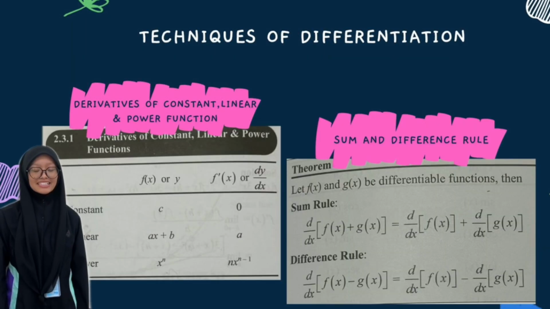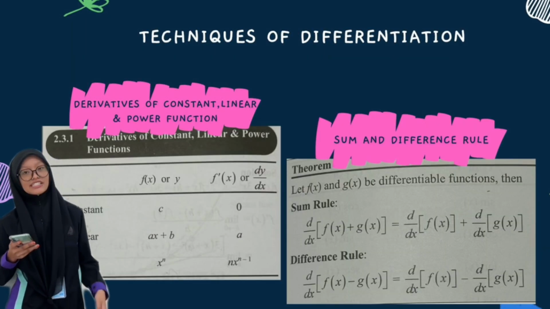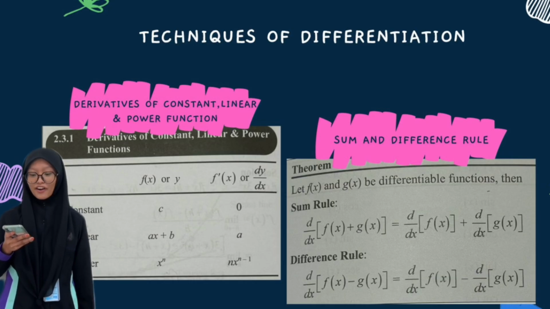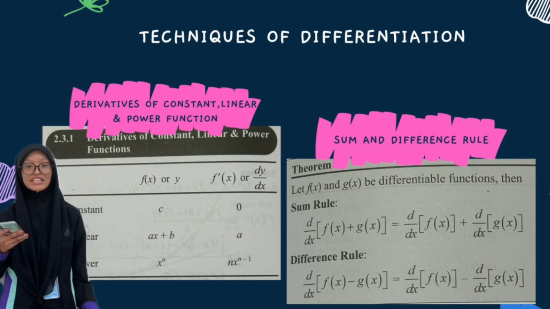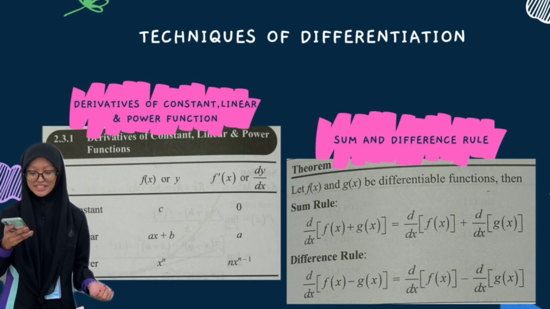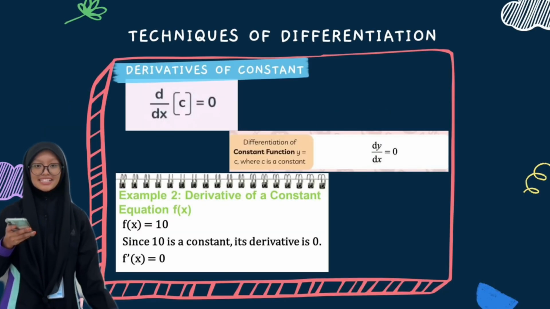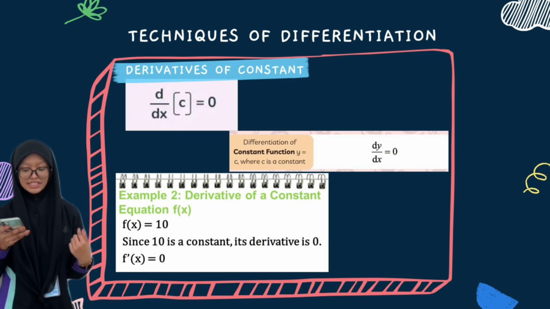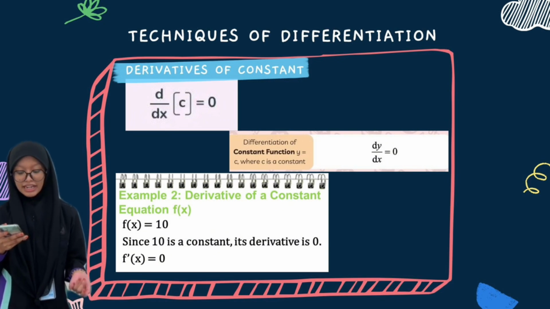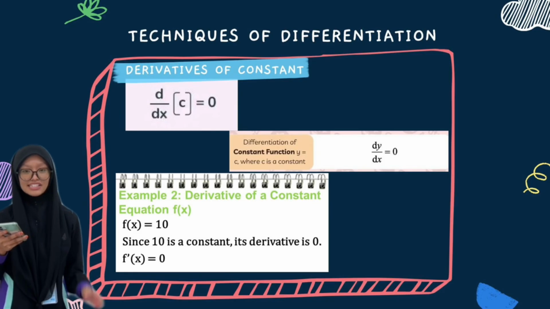I will be explaining the techniques of differentiation, specifically the derivative of constants, linear, and power functions, and how we use the sum and difference rules. Okay, first, constant function. Constant functions look like f(x) equals c, where c is a number. The derivative of a constant is 0.